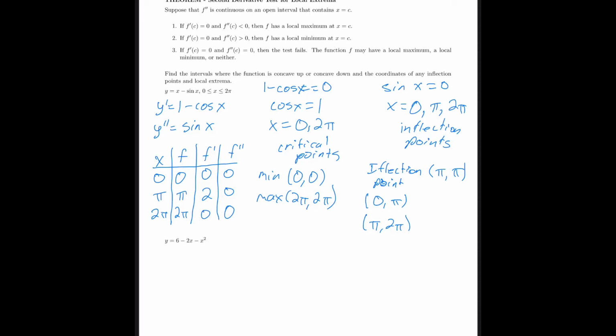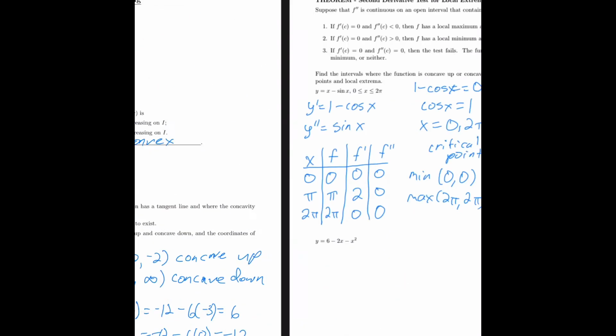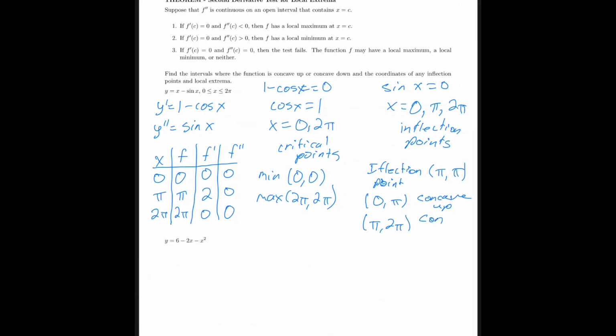We need to use the second derivative test for concavity. So we need to find out what the second derivative is on that interval. So we need to plug a number into the second derivative that falls in those regions. If I plug in a number between 0 and pi, so pi over 2, sine is 1. So that means this would be concave up. And if I plug in 3 pi over 2, sine of 3 pi over 2 is negative 1, so that means this one is concave down.